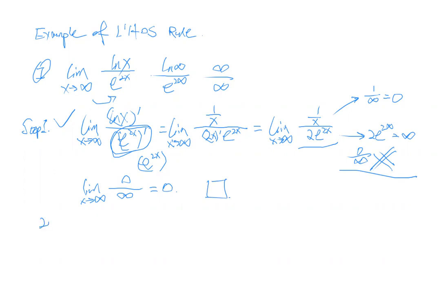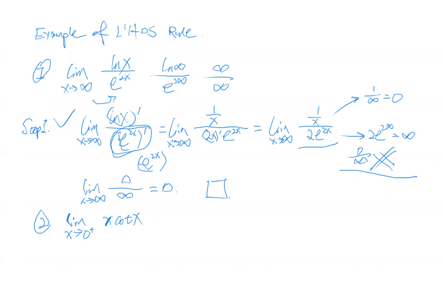So now let's see another example. Let's say we want the limit as x goes to 0 from the right of x times cotangent x. Look, now you don't have a fraction form, right? How do you use L'Hopital's rule? You must have a fraction form.